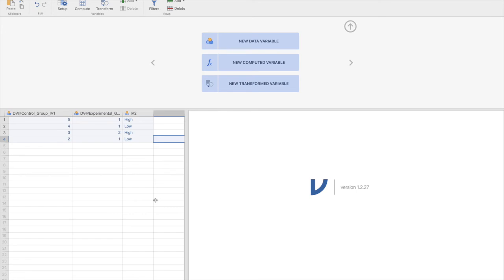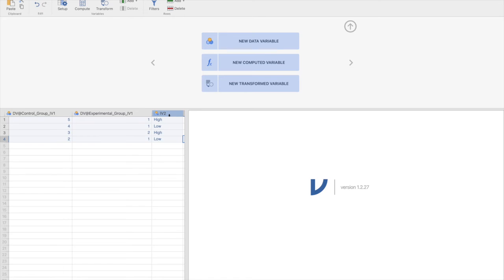All right, so now we have a mixed design that I made up just to help you understand descriptives. So we have 2 independent variables. One is a between subjects variable, independent variable 2, because each participant is only in one of the 2 levels. However, if you notice, we also have 2 columns of dependent variables. Dependent variable at control group of independent variable 1 and dependent variable at experimental group of independent variable 1. So we have 2 levels of independent variable 1 and 2 levels of independent variable 2.